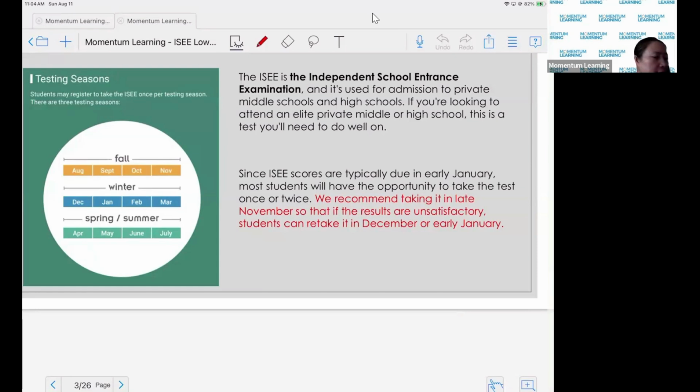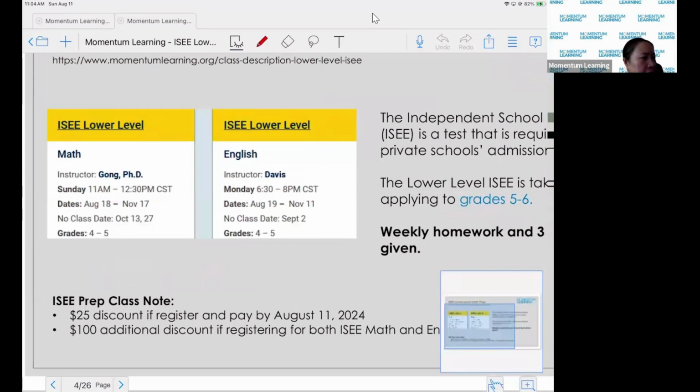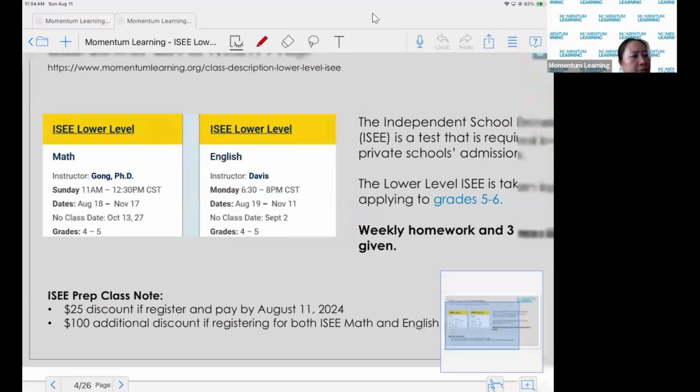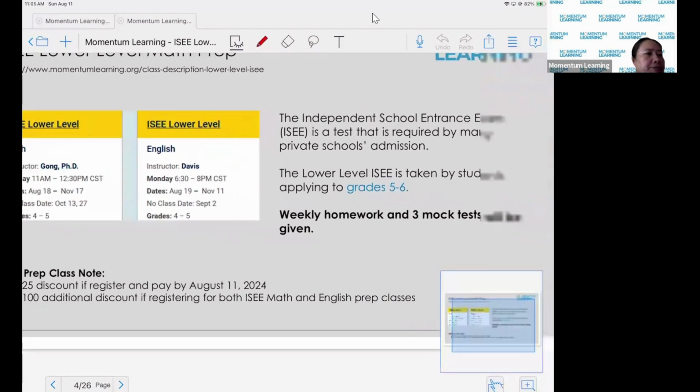So this is the available timeline here. This is our class. We offer both lower level math and lower level English. Here are the different times, the instructor, the dates, and the recommended grade: you should be in 4th grade to 5th grade.